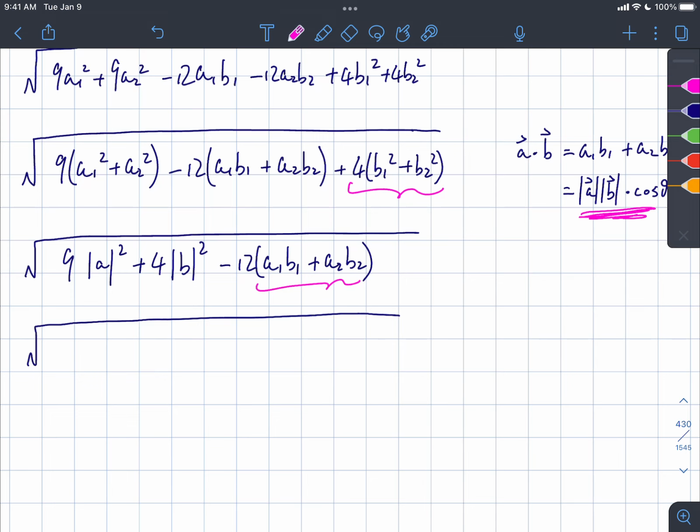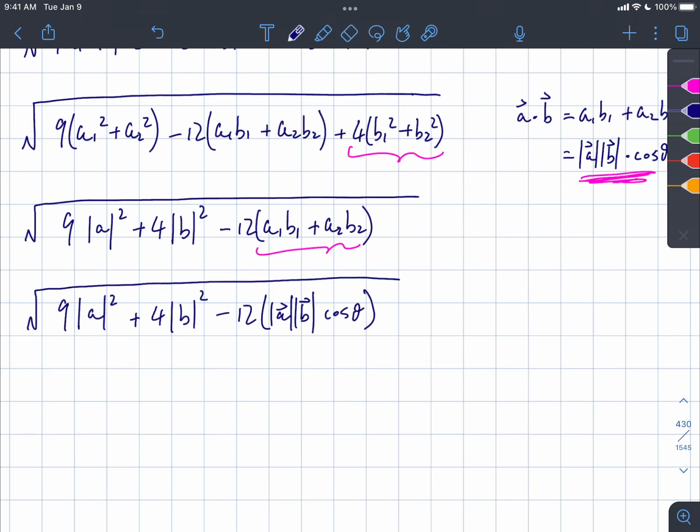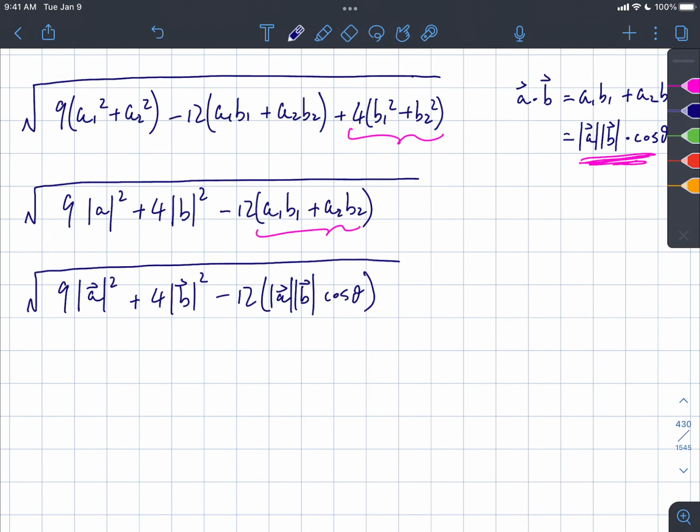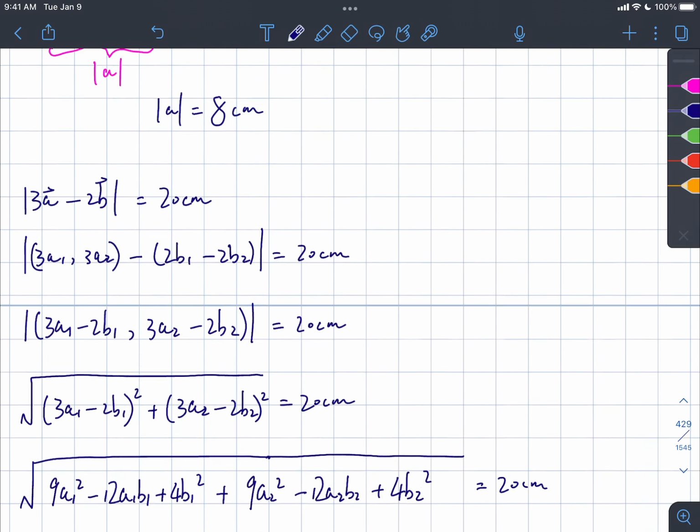So, oops, gotta change it to blue. So now this is 9 magnitude of a squared plus 4 magnitude of b squared minus 12, and then now you're going to write it as magnitude of a, magnitude of b, and then cosine theta, right? Okay. And now a lot of these are quantities that we already know. Magnitude of a and magnitude of b, we already calculated. So we'll plug it in. And then let's just scroll up.